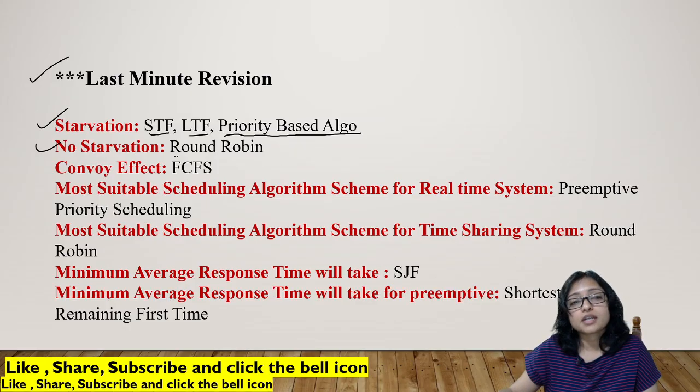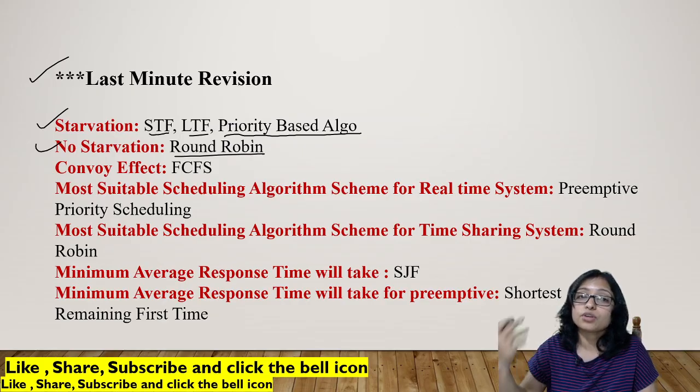No starvation in round robin, because we are distributing to everyone. Everyone is getting the chance. So that's why there is no starvation.